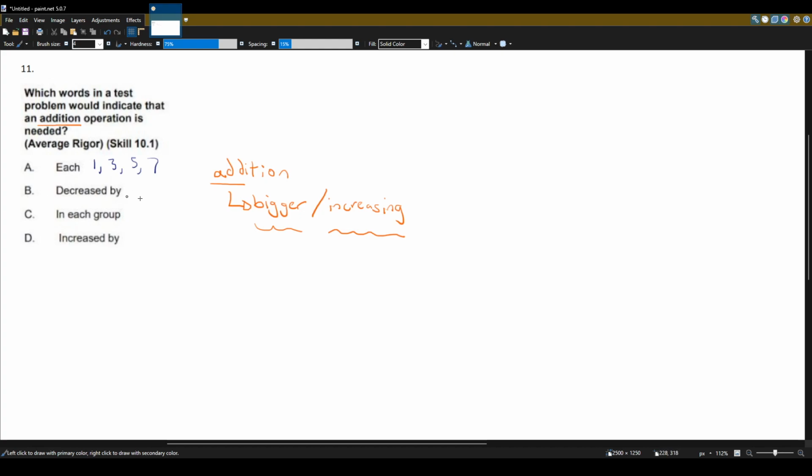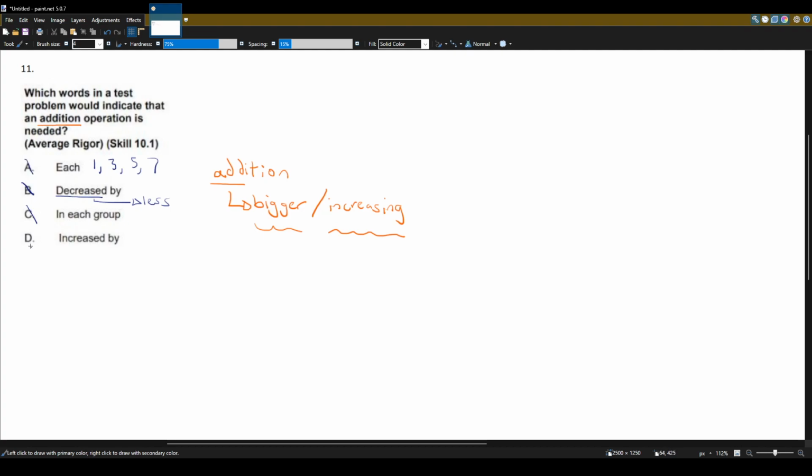Decreased by. This means to make it decrease, aka make it less. So it's the opposite of addition. So we don't want decreased by for sure. In each group. It's almost the same as A, right? In each group of odd numbers, what are we talking about here? So this does not represent adding either, A and C.